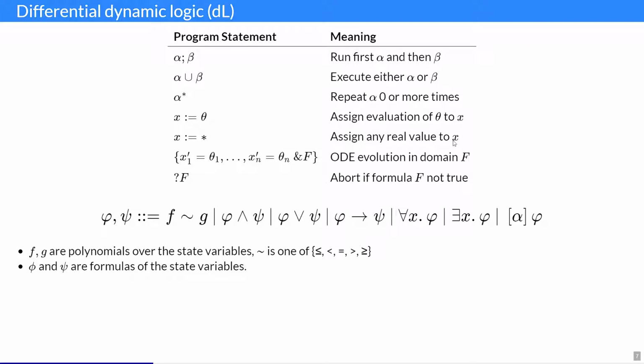Formulas, such as F in the domain constraint or the abort condition, can be constructed as conjunctions, disjunctions, implications of other formulas, or using existential or universal quantifiers, or comparisons between polynomials over the state variables, or using the box operator here, which means that the formula phi holds after all executions of the hybrid program alpha.